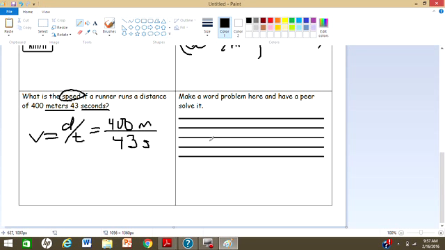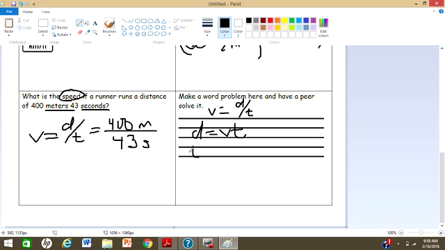Okay, you should be back for the last one. Okay, so what I want you to do on this last one is I want you to make a word problem here and have a peer solve it. Okay, so it's all fine and dandy to do your basic V equals d over t problem, meaning you're asking them to look for a velocity or a speed. Remember, if you ask them for a velocity, make sure in your word problem you include a direction. But it's also possible in your word problem you ask them to look for D equals V times T. That means you're asking them for a distance, so make sure that you give them a speed and a time.